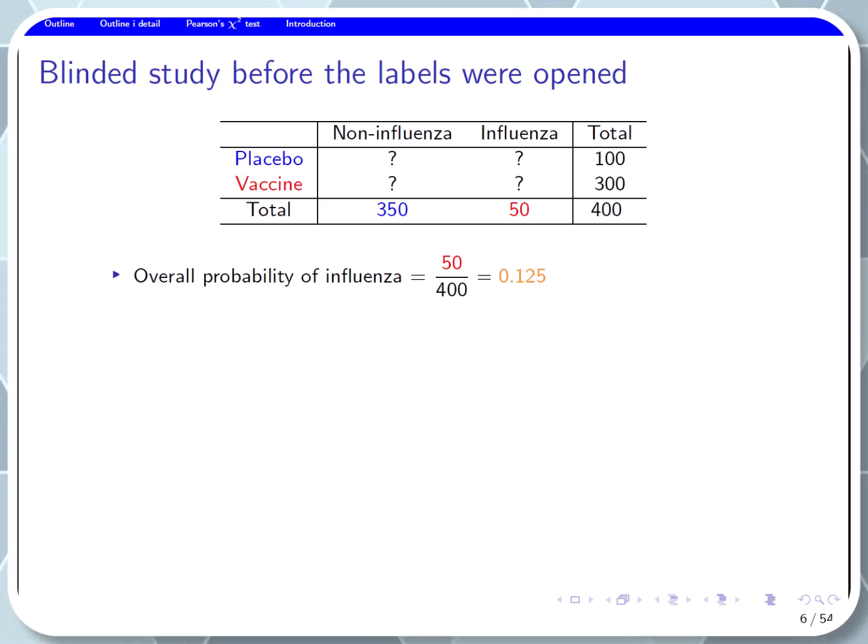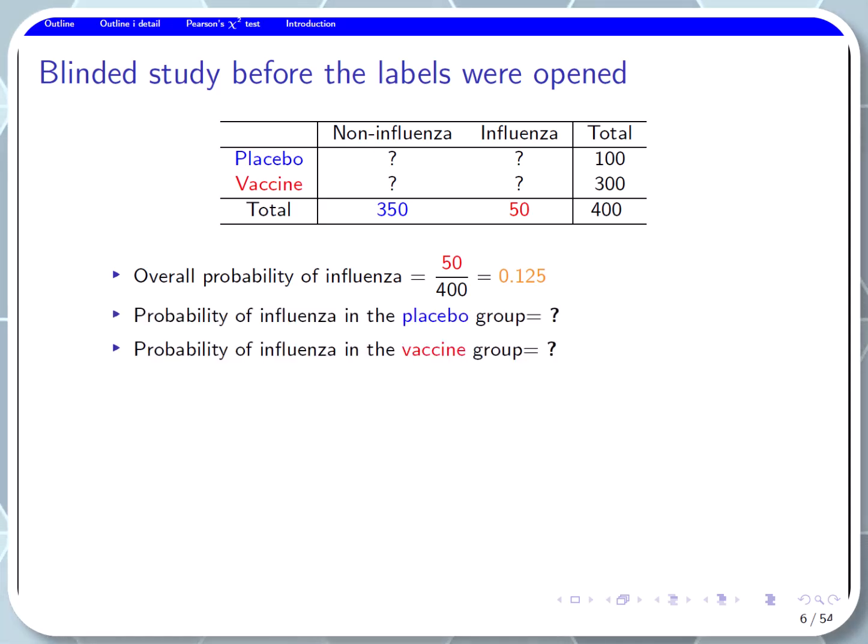Because the study was blinded, it's unknown how many cases of influenza occurred in the placebo group and how many cases of influenza occurred in the vaccine group. That's why 4 question mark. Here are the questions. What is the probability of influenza in the placebo group? What is the probability of influenza in the vaccine group?